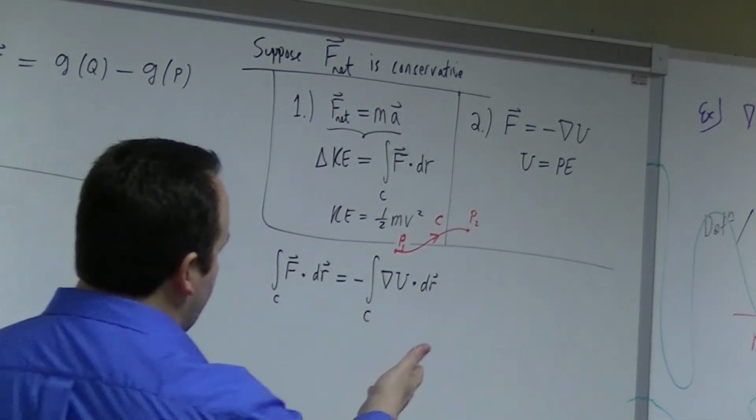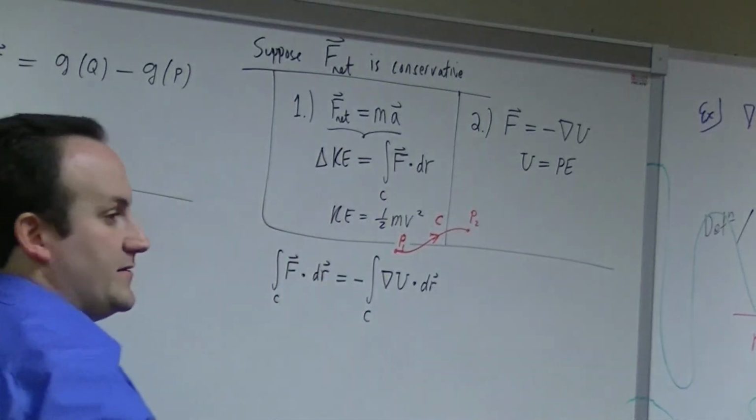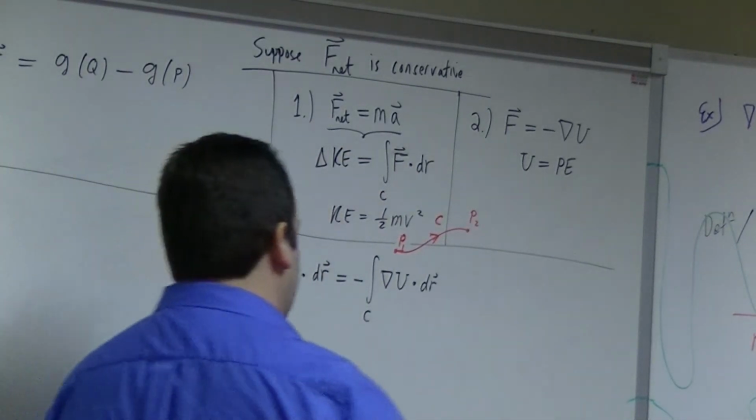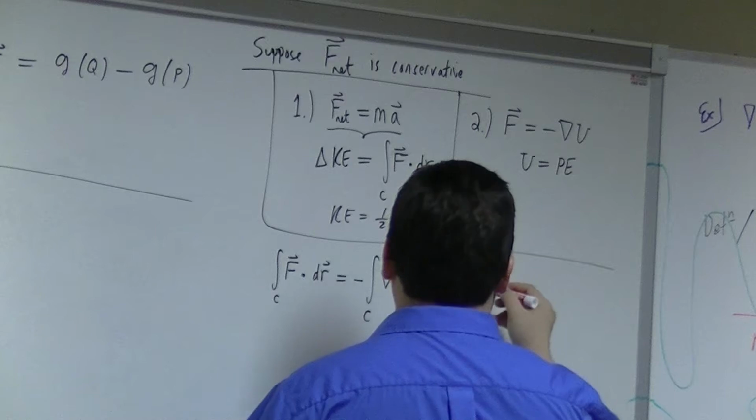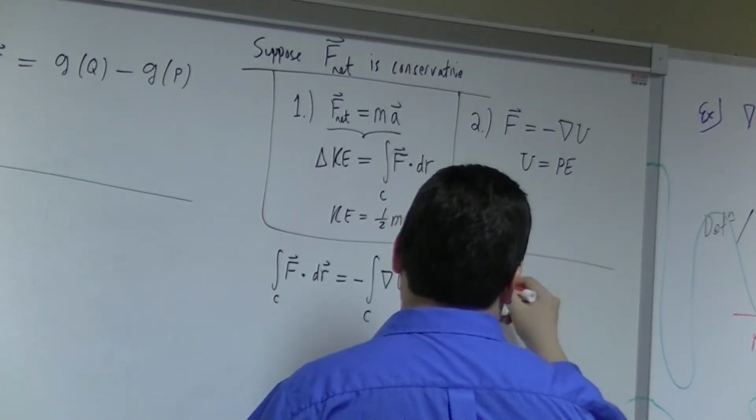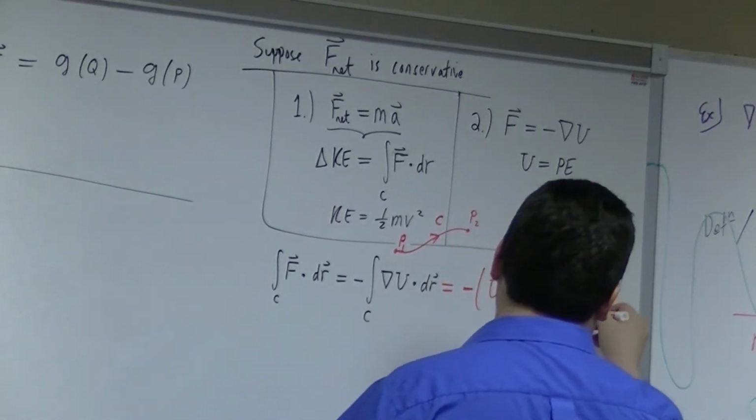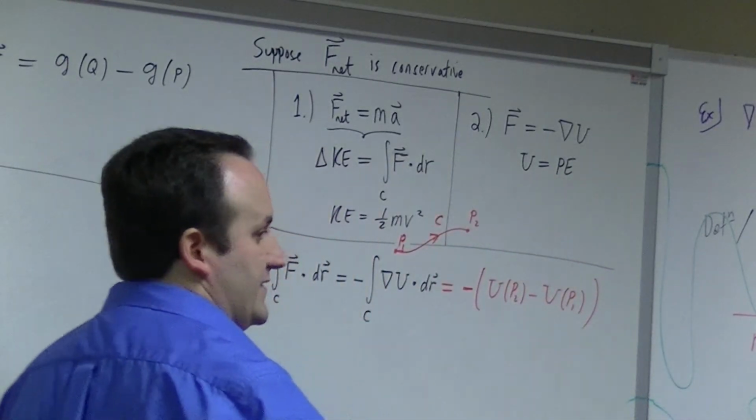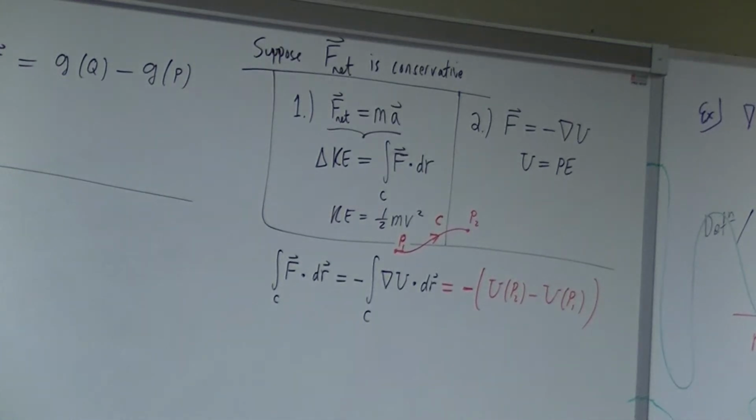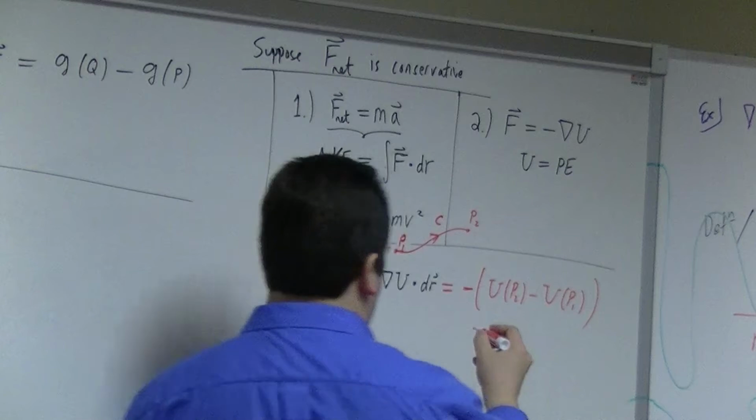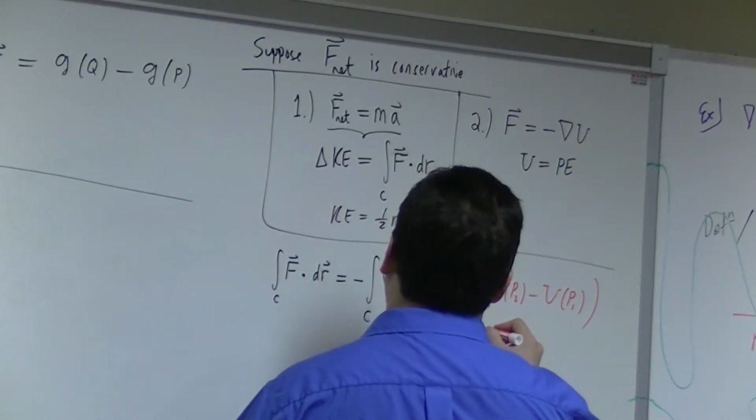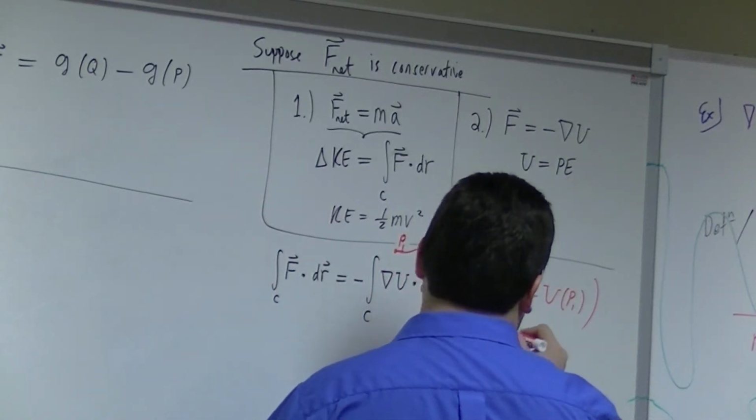We have an opportunity to use the fundamental theorem of calculus for line integrals, which again, I would hope Dr. Wang will prove for you this semester. That would be minus U of P2 minus U of P1. I'm keeping the minus outside, right? So you might call that minus the change in the potential energy.